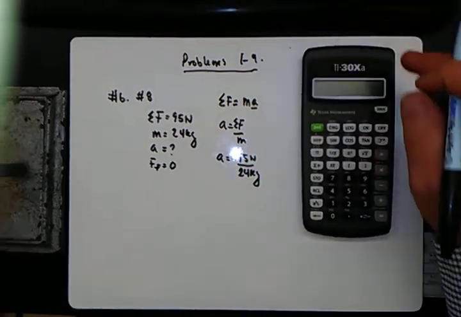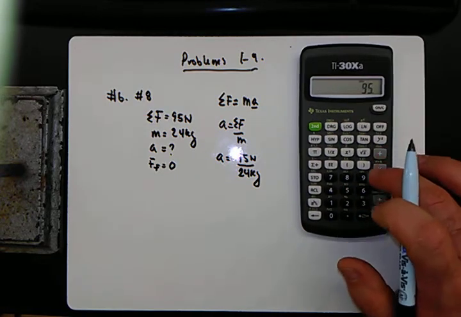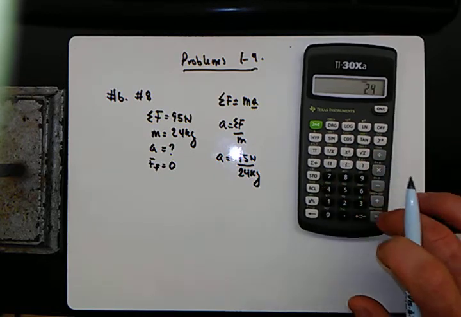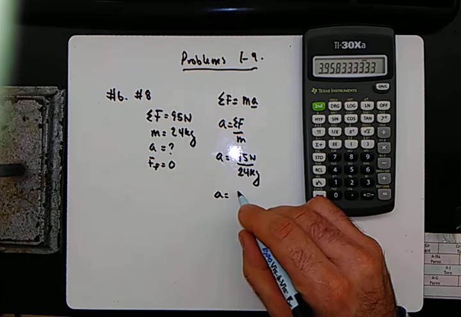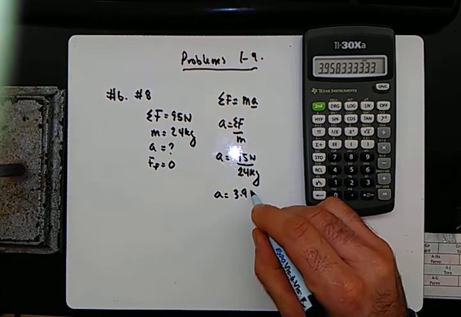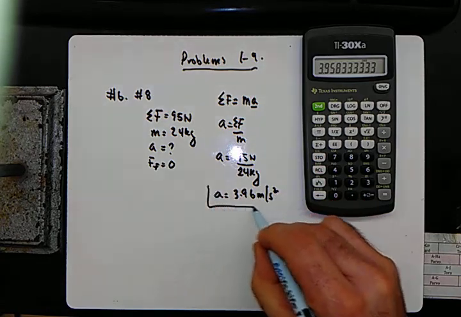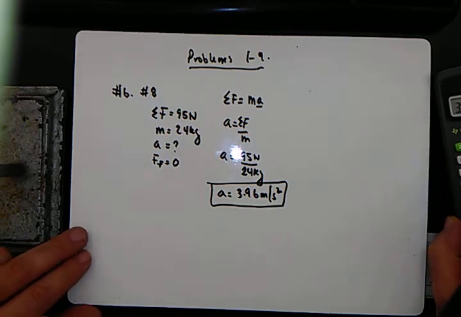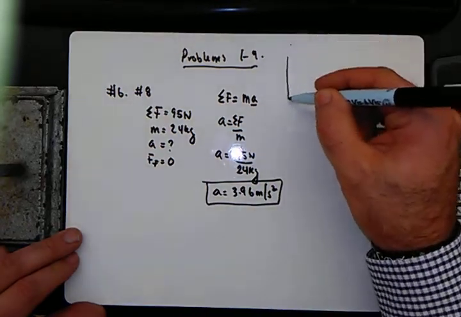So get the calculator out. 95 divided by 24. So the acceleration of this object without friction would be 3.96 meters per second squared. Okay, so that's number 6. That's the most simple type of problem we're going to be looking at. You have 3 variables, you're solving for 1. All right, and let's take a look at number 8.